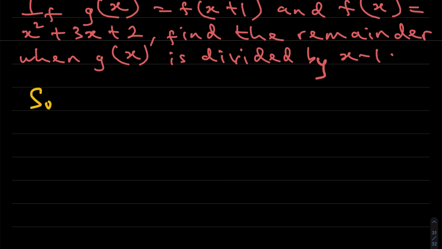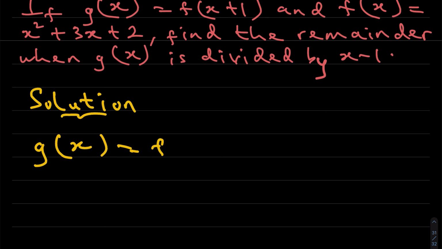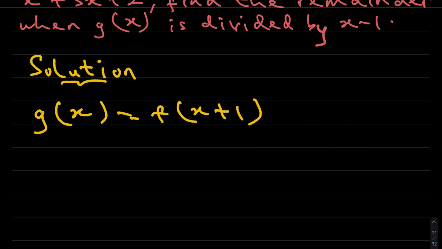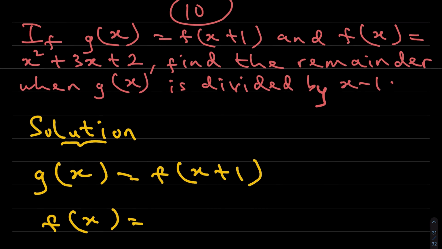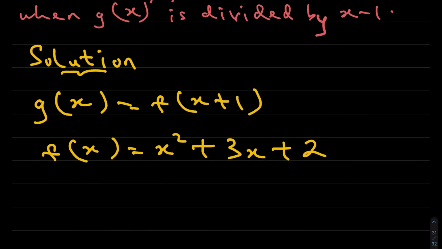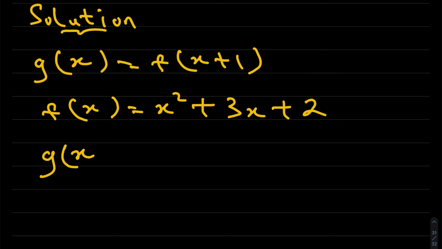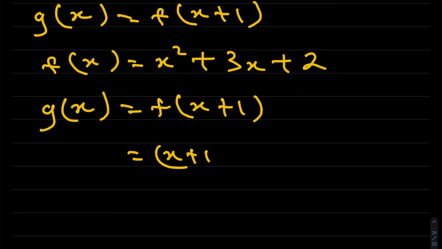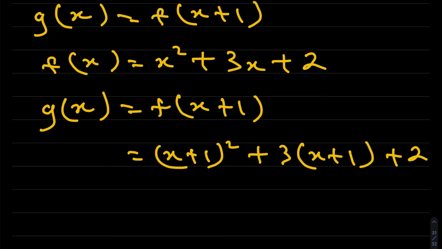Now g of x, what's the solution going to look like? Let's say that g of x is the same as f of x plus 1, and f of x is x squared plus 3x plus 2. Now we need to be able to find g of x. That simply means g of x, which is f of x plus 1, is going to be equal to x plus 1 squared plus 3 times x plus 1. Just put x plus 1 whenever you see x in f of x.